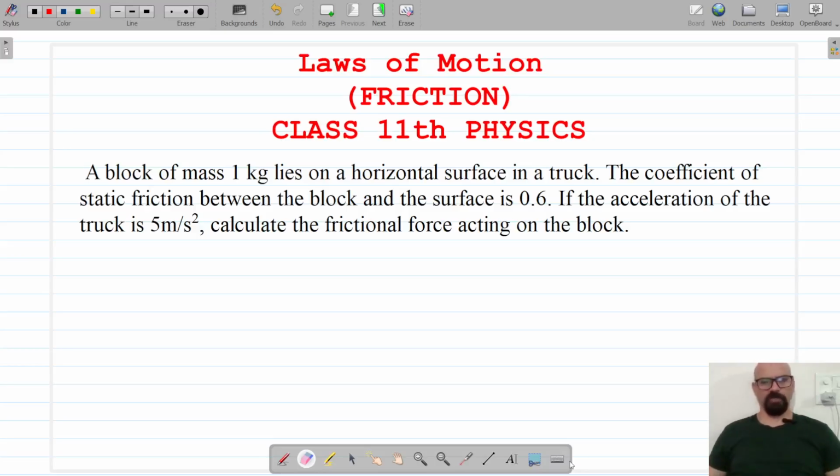Okay, for our next question, it's given that a block of mass 1 kg lies on a horizontal surface in a truck. The coefficient of static friction between the block and the surface is 0.6, and the acceleration of the truck is 5 meter per second square. We have to calculate the friction force acting on it.